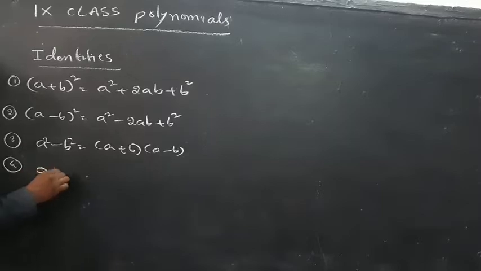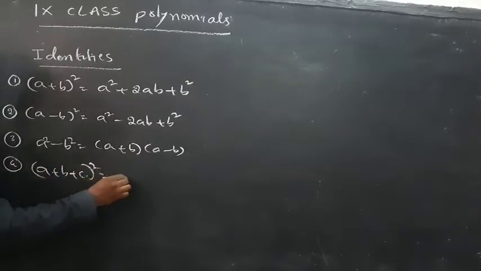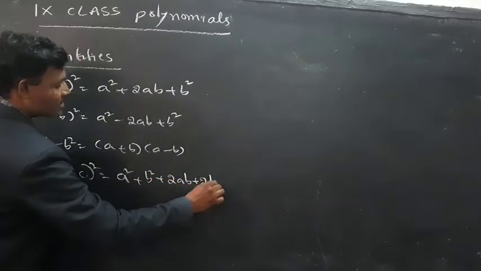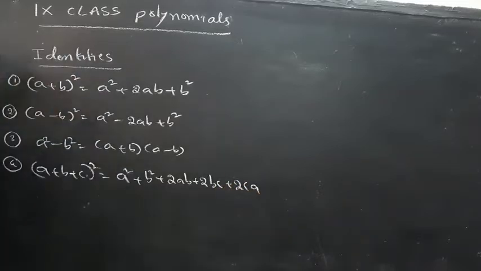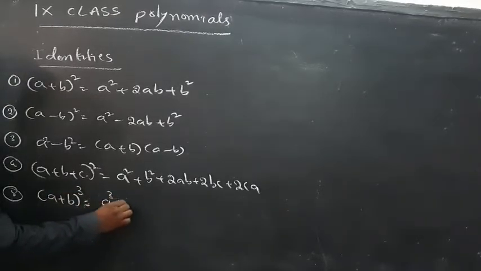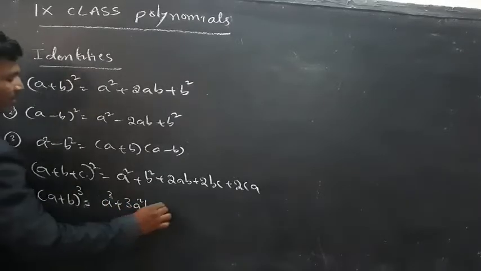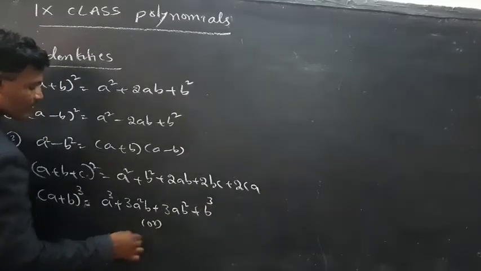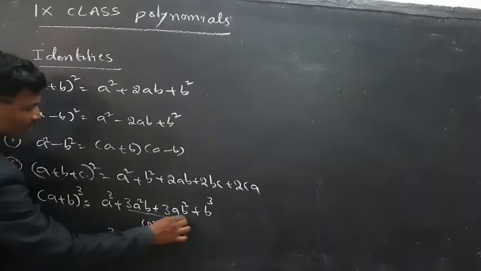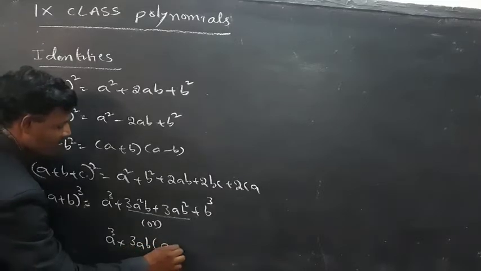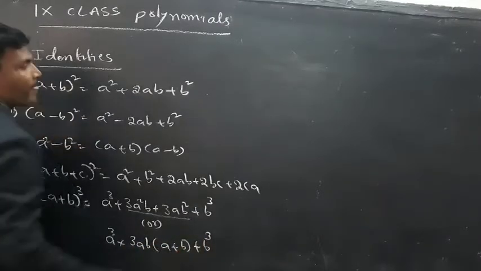Similarly, the fourth one: (a plus b plus c) whole square is equal to a square plus b square plus c square plus 2ab plus 2bc plus 2ca. Next, (a plus b) whole cube. (a plus b) whole cube is equal to a cube plus 3a square b plus 3ab square plus b cube, or a cube plus b cube plus 3ab, taking 3ab as common from these two terms. So what remains? (a plus b).